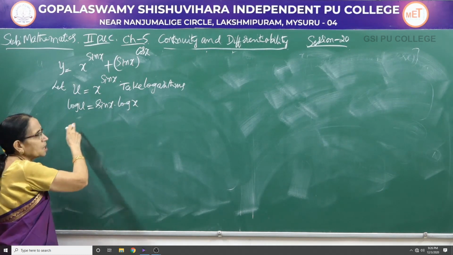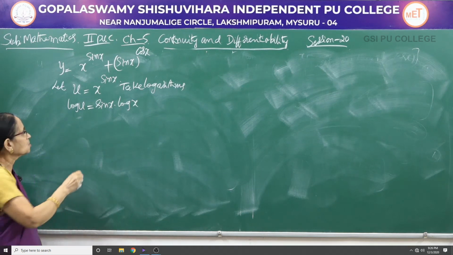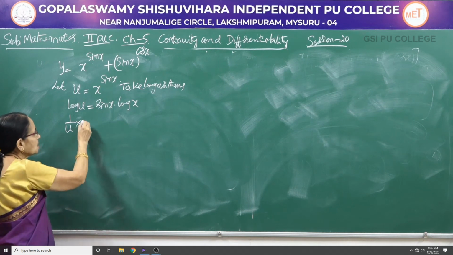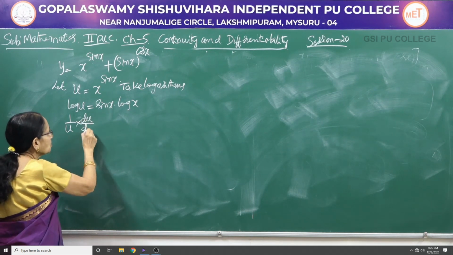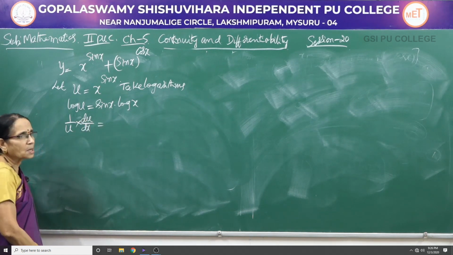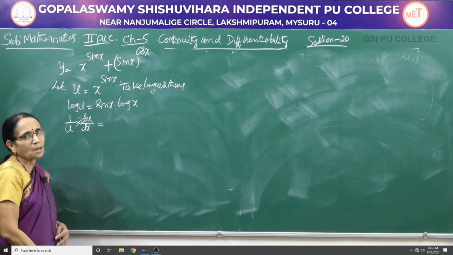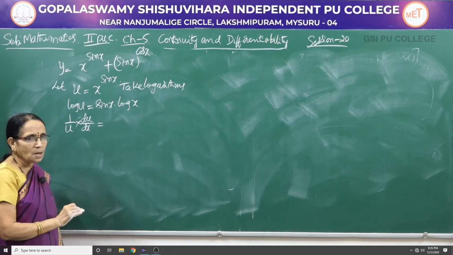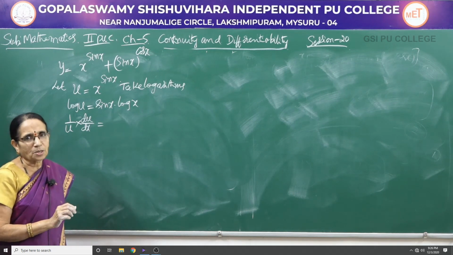Now, differentiate with respect to x. So, log u becomes 1 by u as usual into du by dx. That is equal to, now look at the right hand side. Now, it is in the form of a product, but here both of them are simple functions.